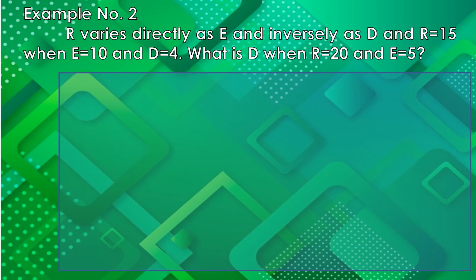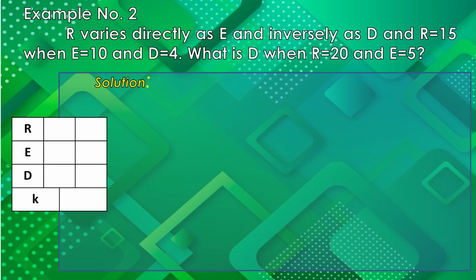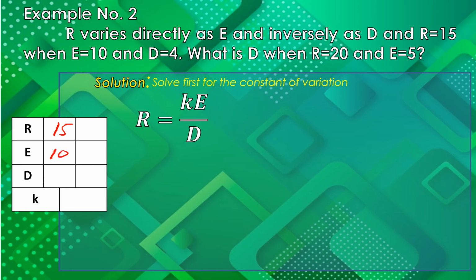Next, we have example number 2. We have R varies directly as E and inversely as D. And R equals 15 when E equals 10 and D equals 4. What is D when R equals 20 and E equals 5? So, for our solution, write the given muna. We have, ang R daw natin is 15, ang E natin is 10, and D natin is 4. Find the constant of variation first.